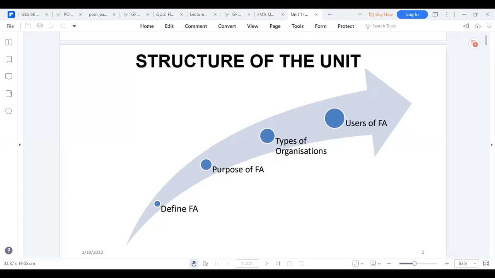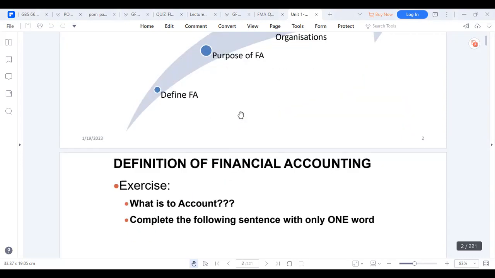So to start with, we're going to look at the definition of financial accounting, its purpose, the organizations that can be formed, and the users of financial accounting information.